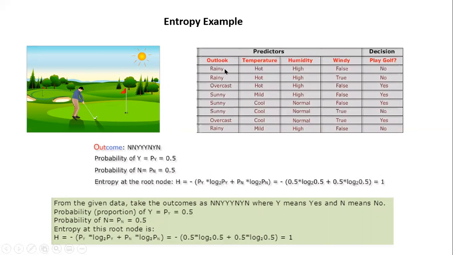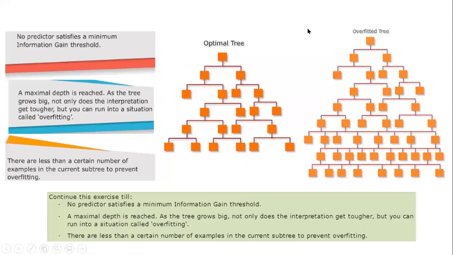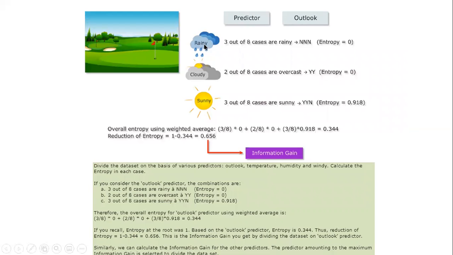If I took the Outlook, when it was rainy, we played 2 times and did not play 1 time, right? We will see in the next slide. Suppose now I took the predictor Outlook, one feature at a time. For this feature, it can be rainy, cloudy, or sunny. So 3 out of 8 cases are rainy, 2 out of 8 cases are overcast, and 3 out of 8 cases are sunny. For this, the entropy is 0.918. For the rest of them, the entropy is 0.